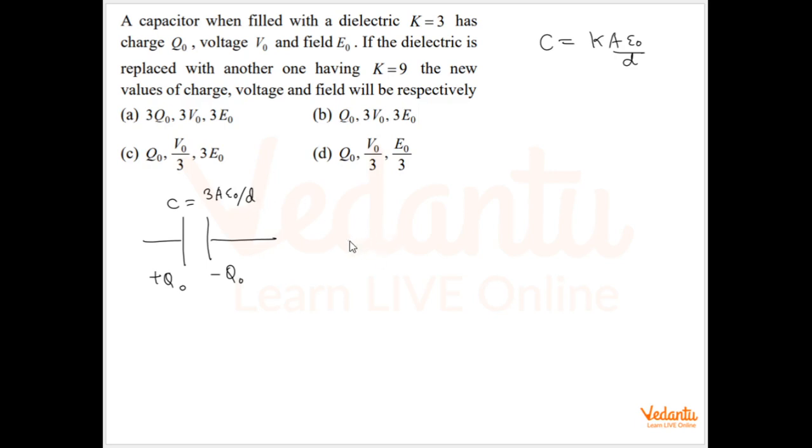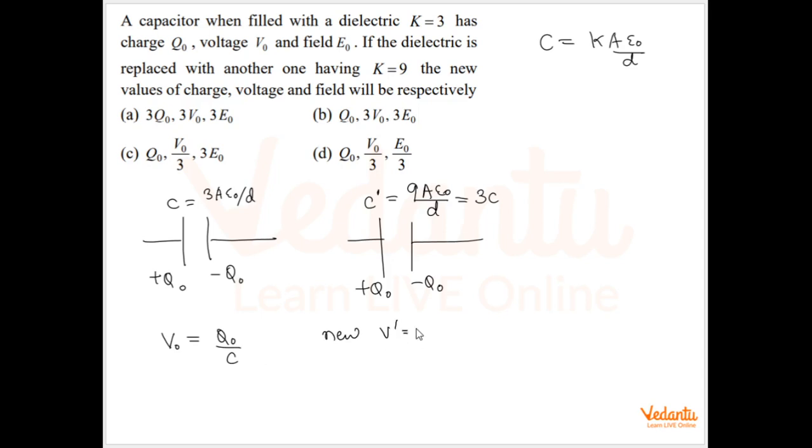Now, that dielectric is replaced with a dielectric of constant 9. So the new charge will remain the same because the battery is not connected, but the new capacity will be 9A epsilon naught by D. That is nothing but 3 times the original capacitance. Now, if you look at the potential difference, original potential difference would be Q naught by C. The new potential difference will be Q naught by C dash, that will be Q naught by 3C, and that will be V naught by 3.